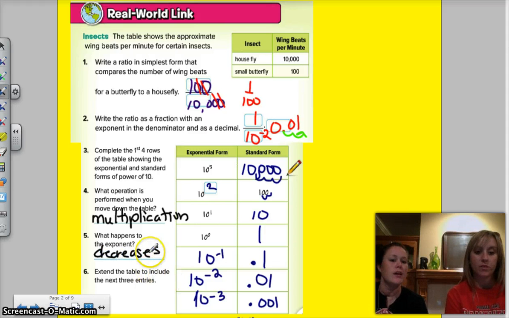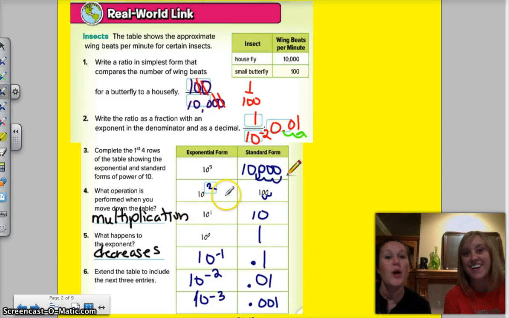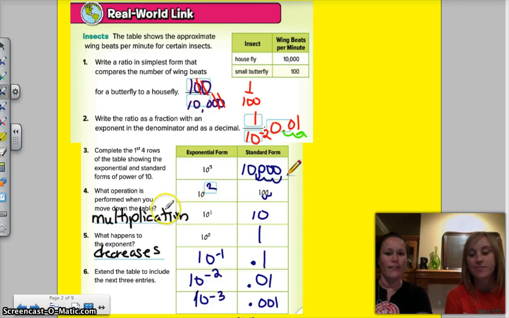And extend the tick. Oh, I already did number 6. Oh, boom. Wow. Done. I'm like an overachiever. It's like she's a teacher.